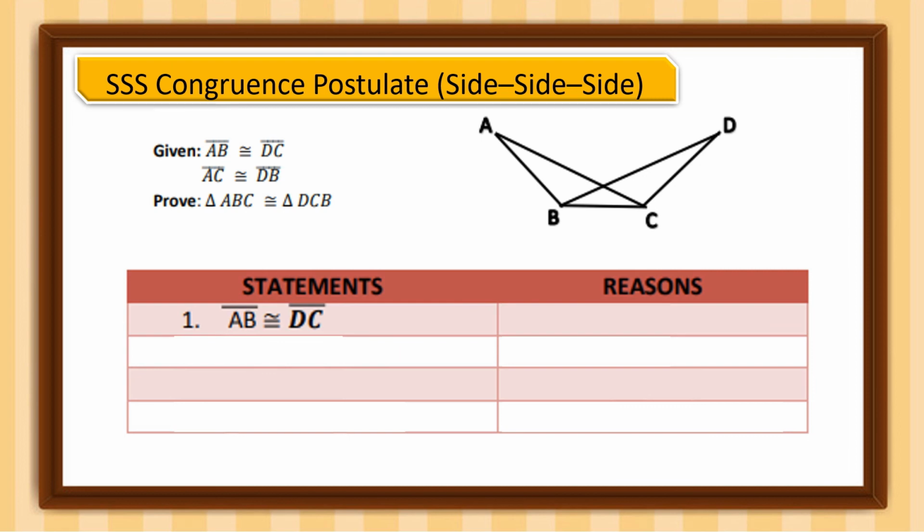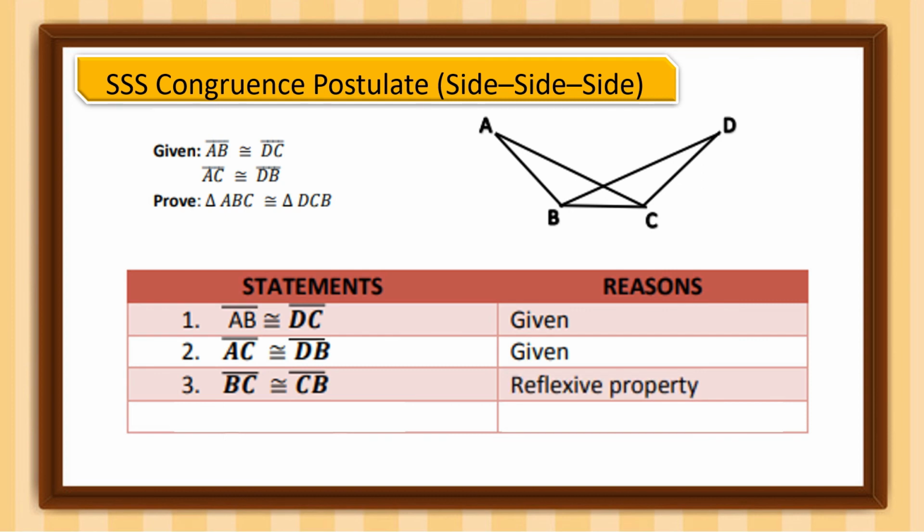So we have here segment AB is congruent to segment DC with the reason of given, and segment AC is congruent to segment DB because it is also given, and segment BC is congruent to segment CB with the reason of reflexive property. And now we already proved that triangle ABC is congruent to triangle DCB.